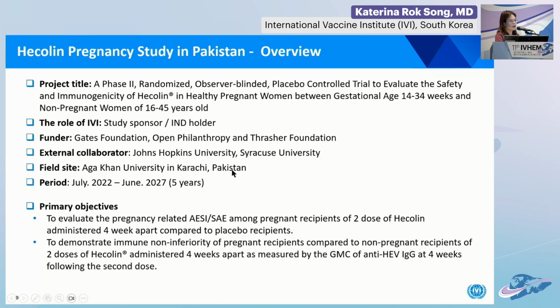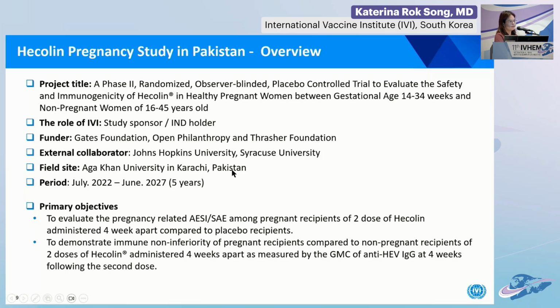So for our clinical trial, which is ongoing in Pakistan, the study is a phase 2, randomized, observer-blinded, placebo-controlled trial to evaluate the safety and immunogenicity of Hecolin, the hepatitis E vaccine, in healthy pregnant women between gestational age 4 to 40 weeks, and non-pregnant women of 16 to 45 years old. The role of IVI was as a sponsor, and we were the IND holder for this study.